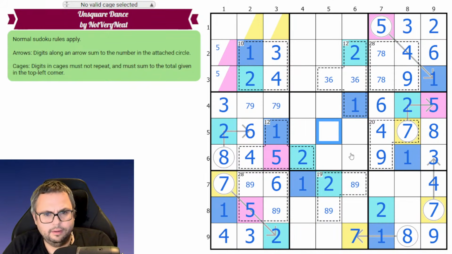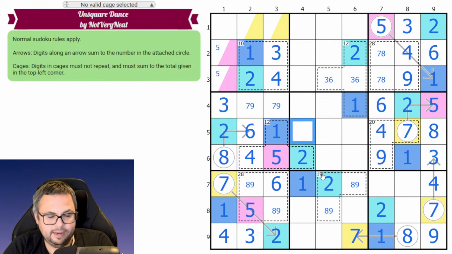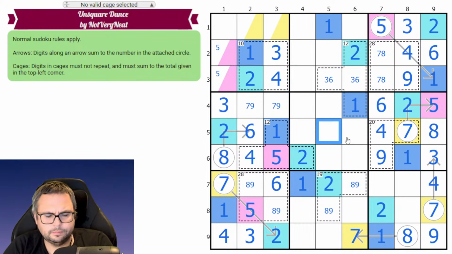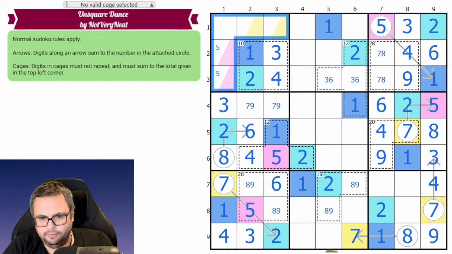Oh, box 3's 2 has not been colored yet. There's a 1 up here, exactly. That's all the 1s and 2s. It's pretty good. What about these cells?